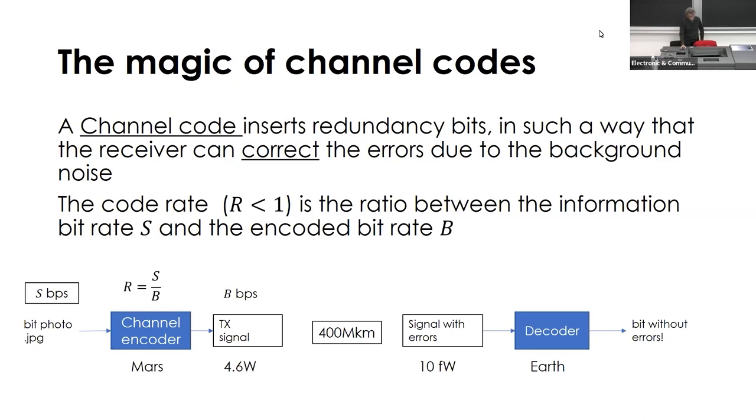In order to do this, you need to send at a higher speed. Suppose your throughput, your data speed, is S, and then you insert redundancy bits. So instead of sending S bits per second, you're sending B bits per second, which is larger. The rate of the code is this ratio, S divided by B. If you reduce the rate of the code, that means you're inserting more redundancy and you can correct more errors. That is the main idea. So your signal traveling through 400 million kilometers will arrive here, a very tiny signal with some background noise and with some errors, and your decoder will be able to remove those errors.